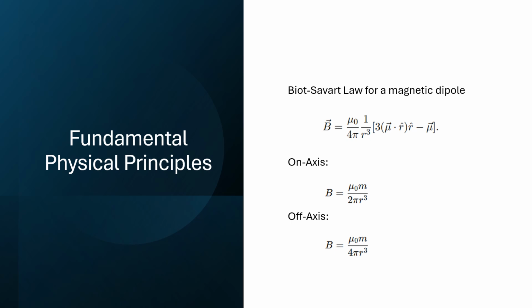These are the fundamental physical principles. The Biot-Savart law for a magnetic dipole is mu naught over 4 pi times 1 over r cubed times 3 times mu dot r hat times r hat minus mu, where mu is the dipole moment and r hat is the direction of the dipole. That creates two different magnetic fields. On axis, B equals mu naught m over 2 pi r cubed. Off axis, B equals mu naught m over 4 pi r cubed, where m is the magnetic dipole.